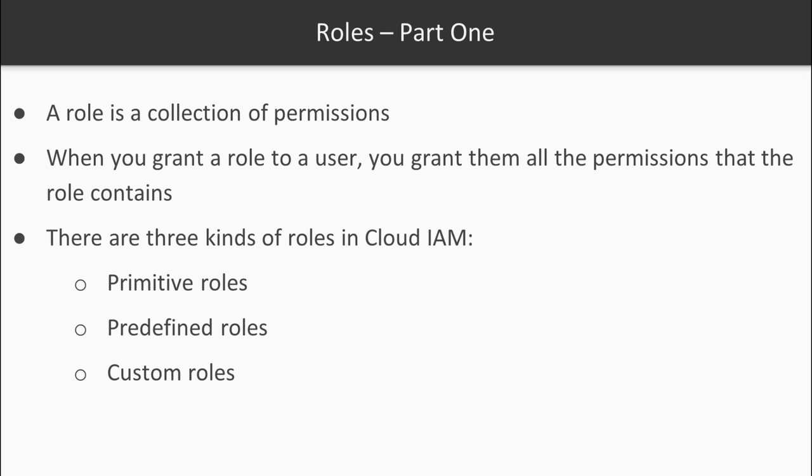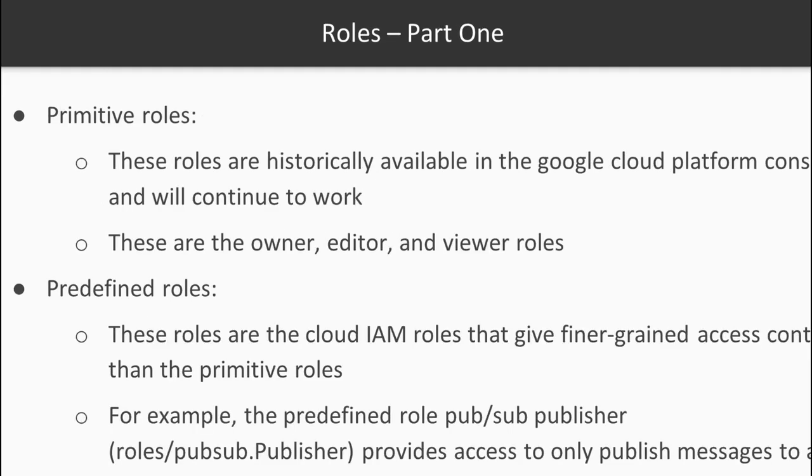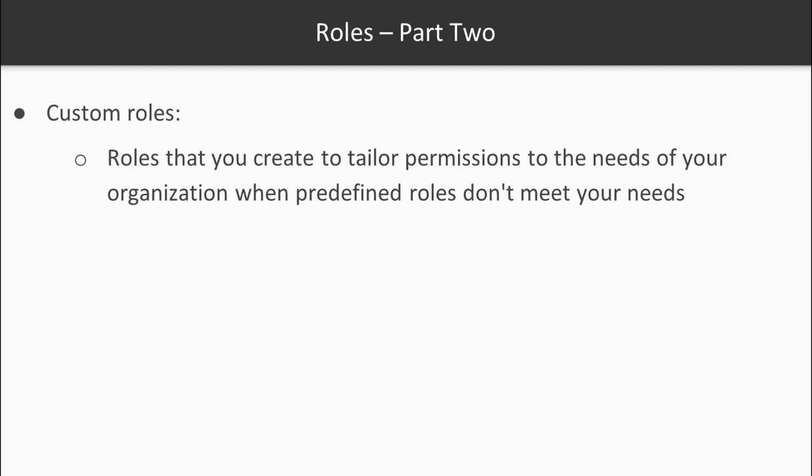There are three kinds of roles in Cloud IAM: primitive roles, predefined roles, and custom roles. Primitive roles. These roles are historically available in the Google Cloud Platform console and will continue to work. These roles are owner, editor, and viewer. Predefined roles. These roles are the Cloud IAM roles that give finer-grained access control than the primitive roles. For example, the predefined role PubSub Publisher provides access to only publish messages to a Cloud PubSub topic. Custom roles are roles that you create to tailor permissions to the needs of your organization when predefined roles don't meet your needs.